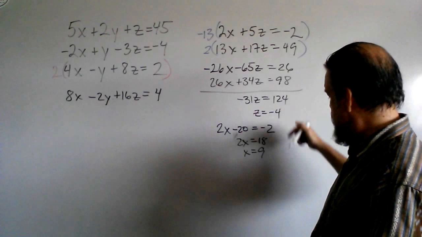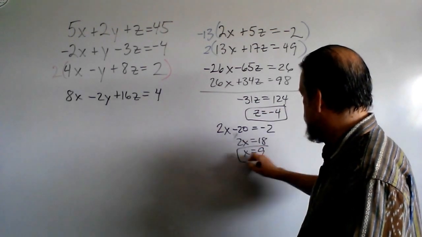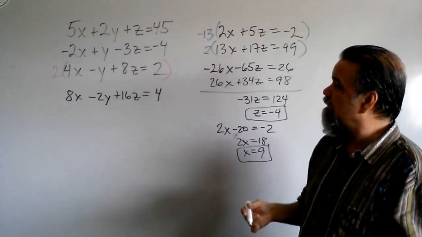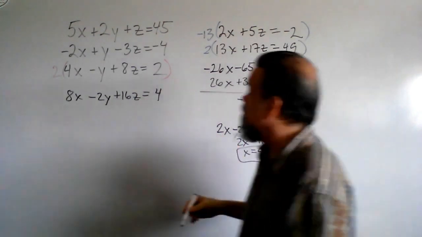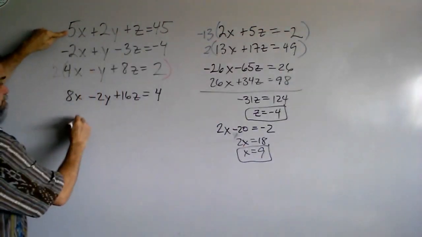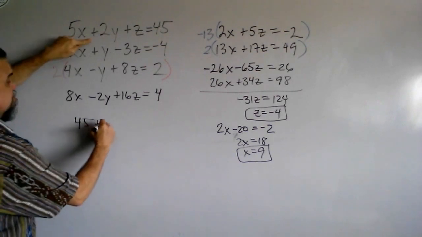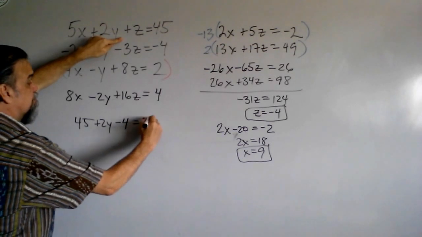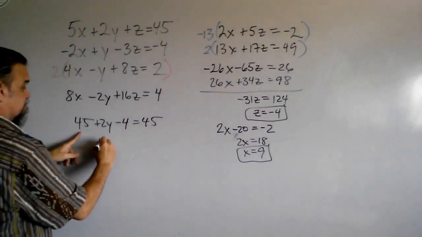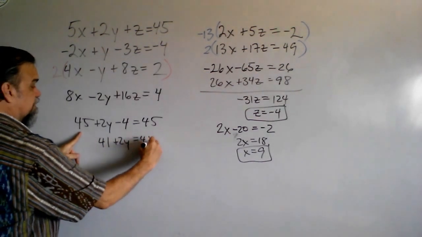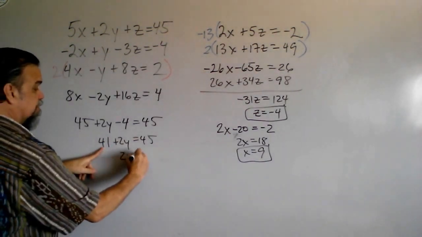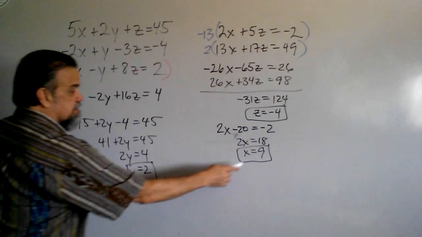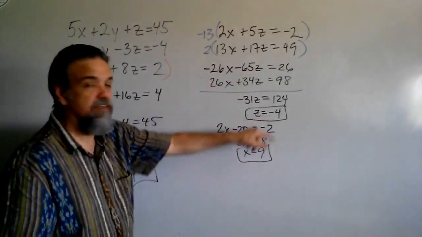Great. And now the only thing left to do is figure out what y is, and the best way to do that is take my z and my x and plug those into any of these three equations, and I'll get my y. All right, I'll just take the top one. So 5 times x is 45, because it's 5 times 9, plus 2y, plus negative 4, I'll call that minus 4, equals 45. 45 minus 4 is 41, plus 2y equals 45. Subtract 41 from both sides, and you get 2y equals 4, so y must equal 2. And now I've got x is 9, y is 2, z is negative 4.